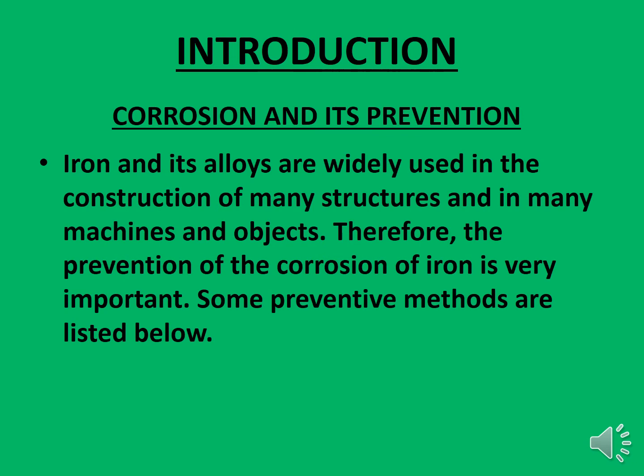As we know, corrosion is a process in which metals come in contact with oxygen and moisture and get dissolved, and therefore it is very important to save these metals from corrosion. As we know, iron and its alloys are widely used in the construction of many structures, machines and objects. Therefore, their prevention from corrosion is very important. Some prevention methods are required for it, which are listed below.